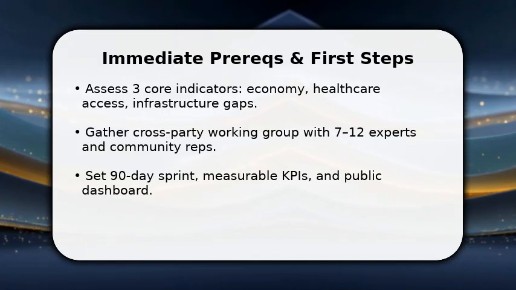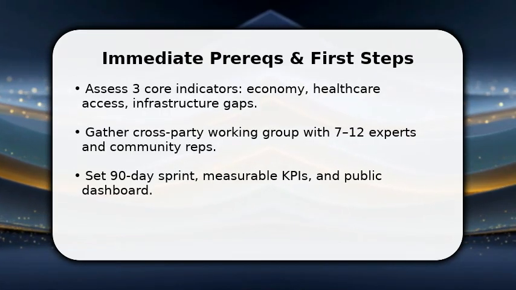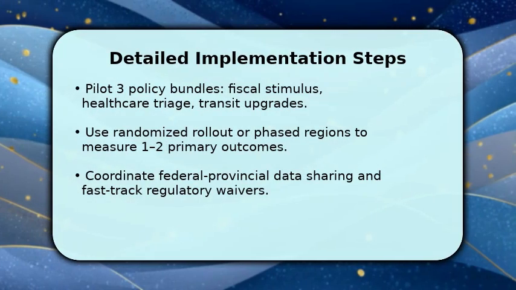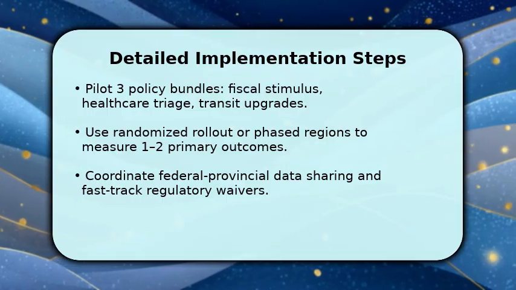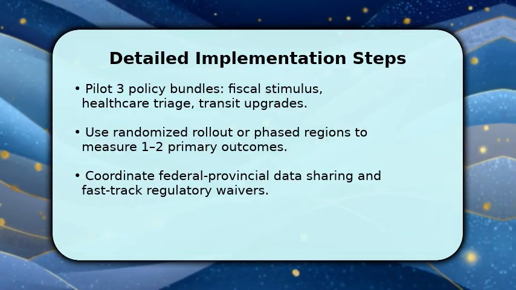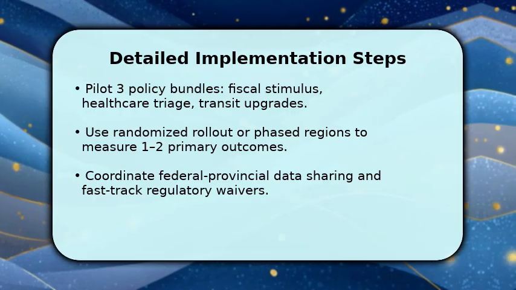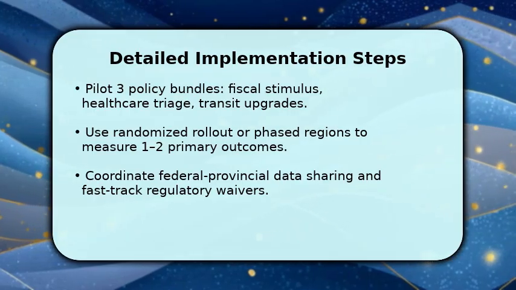You now execute pilots that combine fiscal, health, and infrastructure fixes. Explain how bundles interact and why combined interventions produce multiplier effects. Deploy randomized or phased rollouts so you can measure 1-2 primary outcomes and adapt quickly.